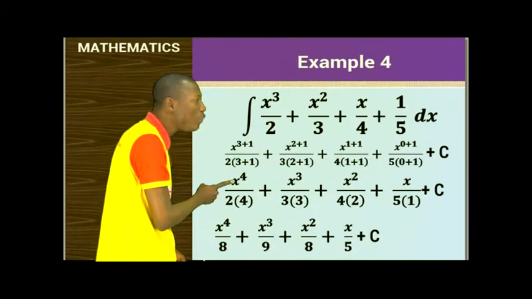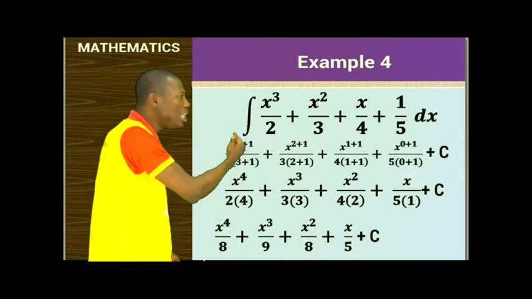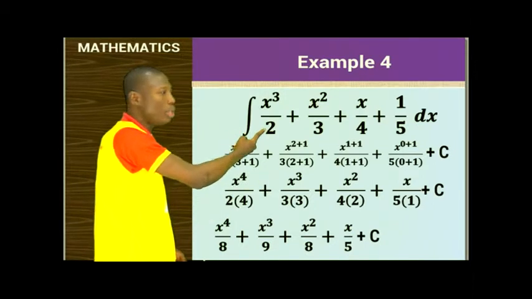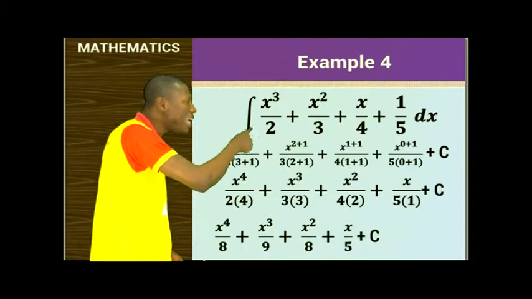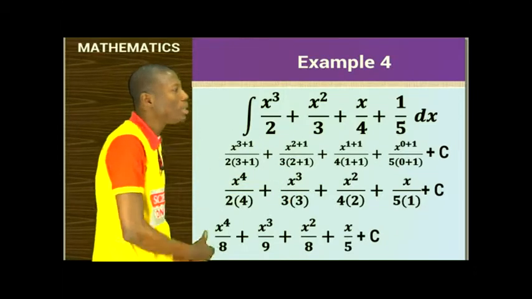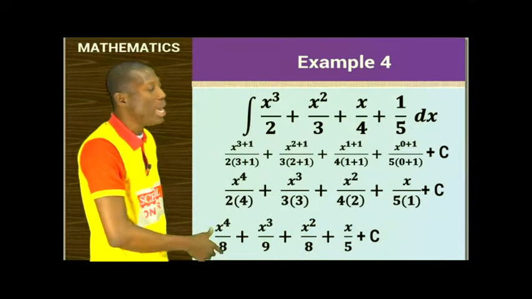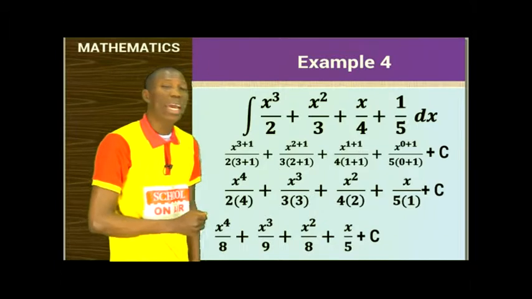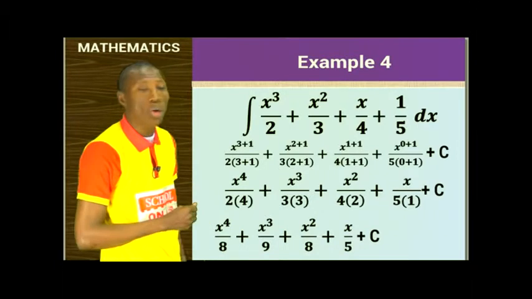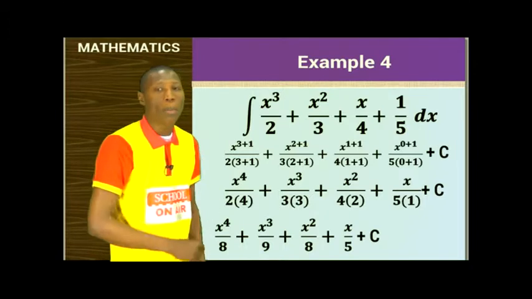Now I have x to the 4, x cubed, x squared, then x all over. Initially I have 2 as the denominator here. So I have 2, then multiply by that 4. Then 3 multiplied by 3, 4 multiplied by 2, 5 multiplied by 1. Then I have this as my solution: x raised to power 4 all over 8, x raised to power 3 all over 9, x raised to power 2 all over 8, plus x raised to power 1 over 5, plus c.